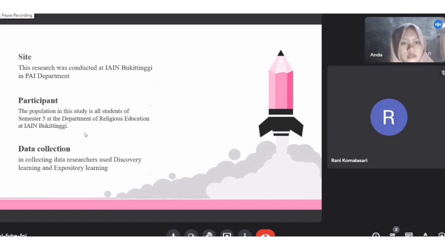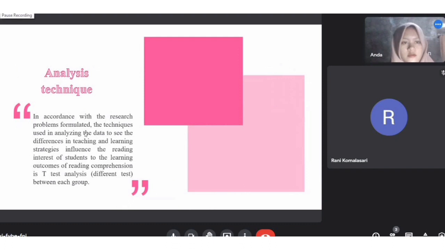Next is data collection. The sampling technique used was cluster random sampling. Samples taken consisted of two groups, namely discovery learning and expository learning. Okay, next is the analysis technique. The technique used in analyzing the data is in accordance with the research problems formulated, to see the difference in teaching and learning strategies.